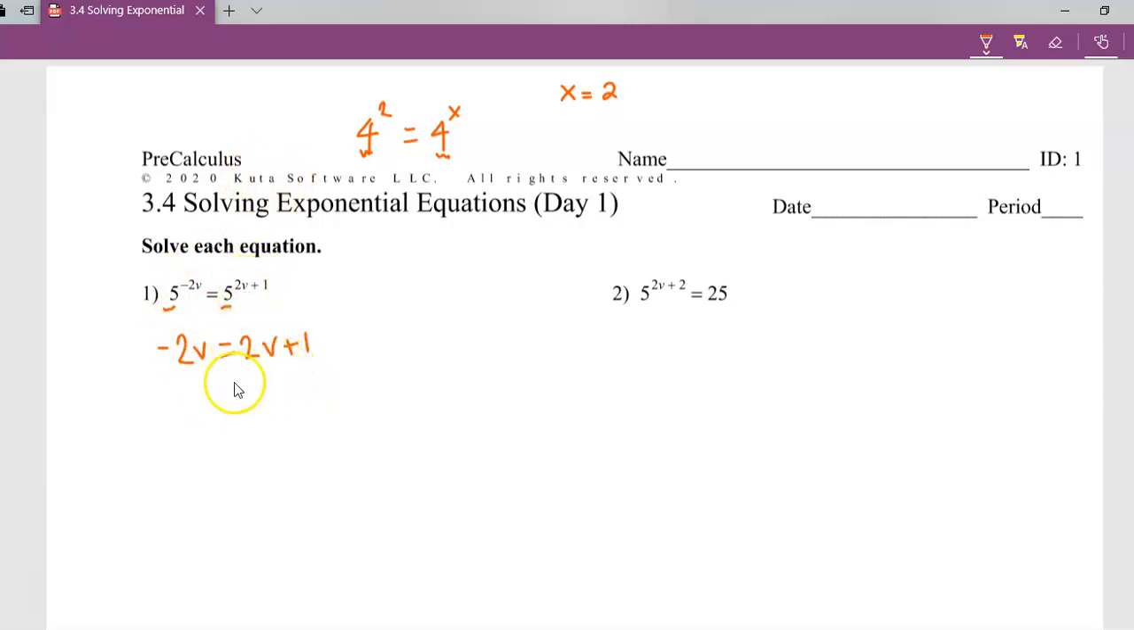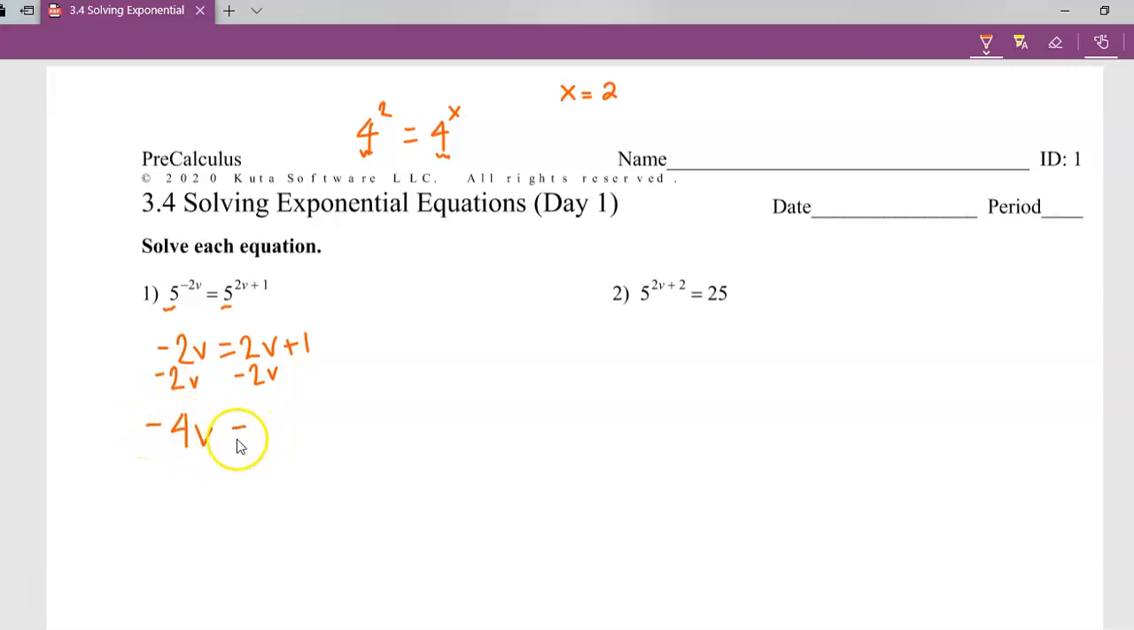So in order to solve this, I would try to get all the v's on one side. So I'm going to subtract 2v from both sides. But technically, I could have added 2v to both sides too, but I just want to get all the v's over to this left-hand side. Whichever method you use, you'll get the same answer. If I would have added 2v to both sides, eventually I get the same answer.